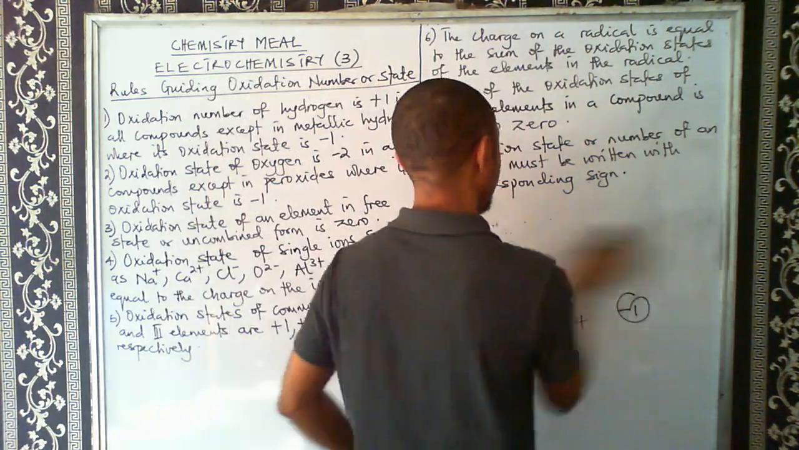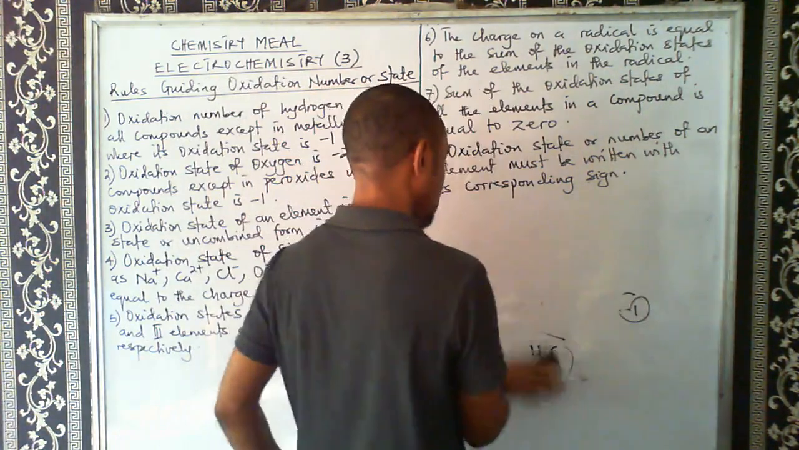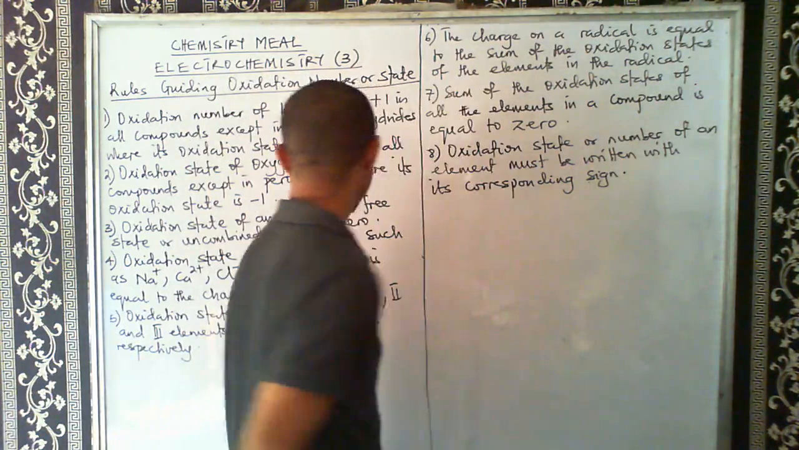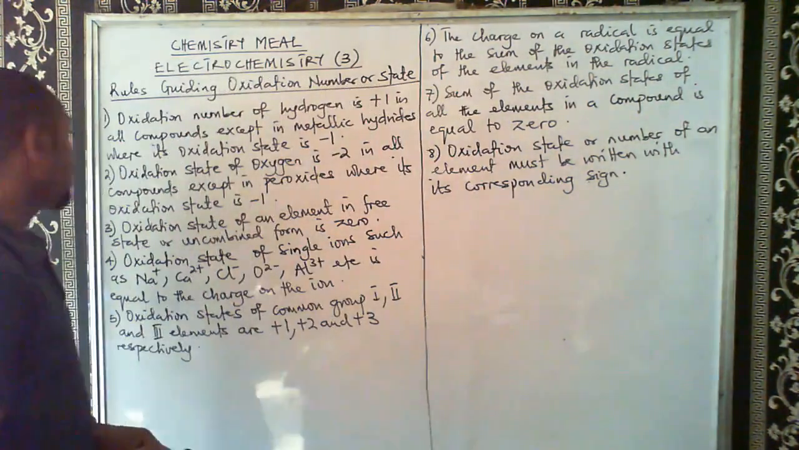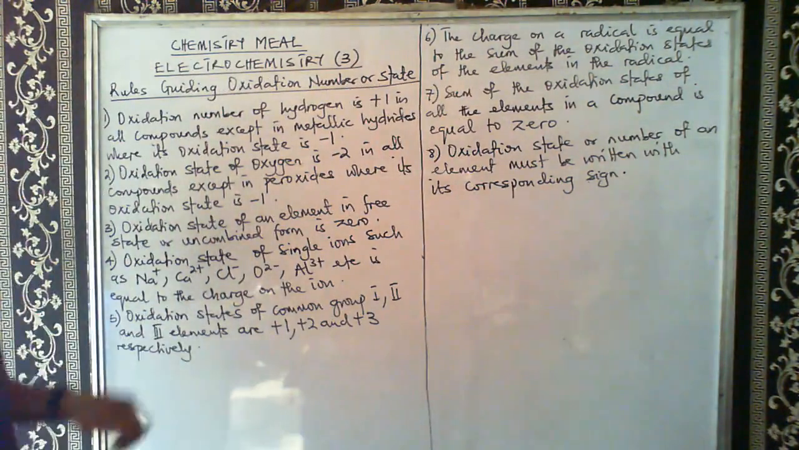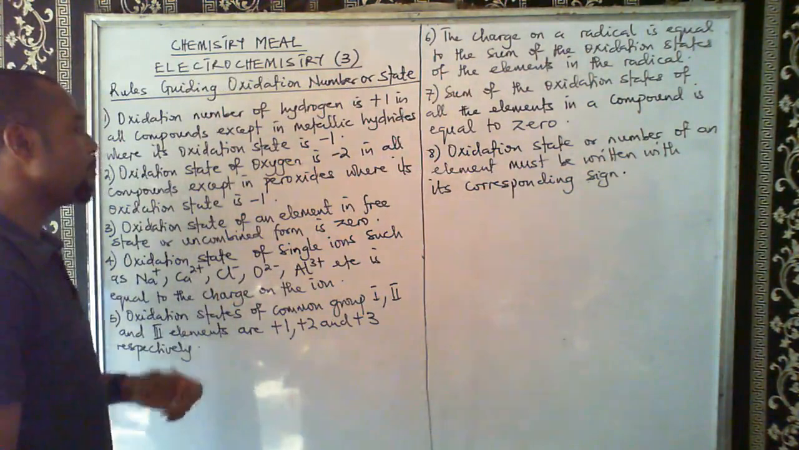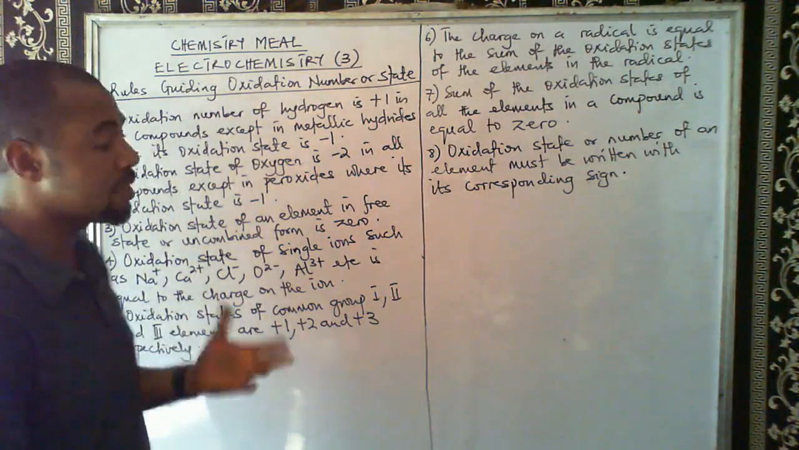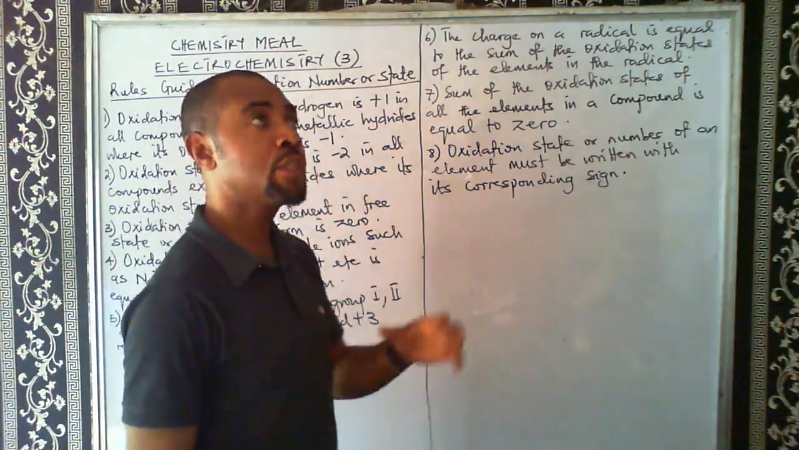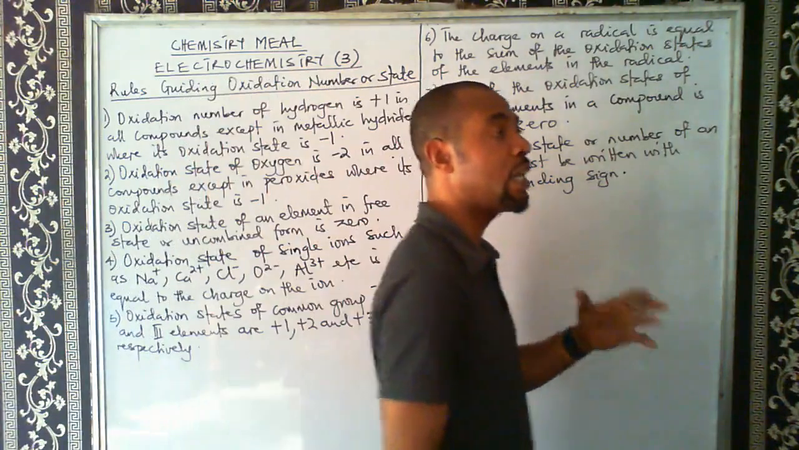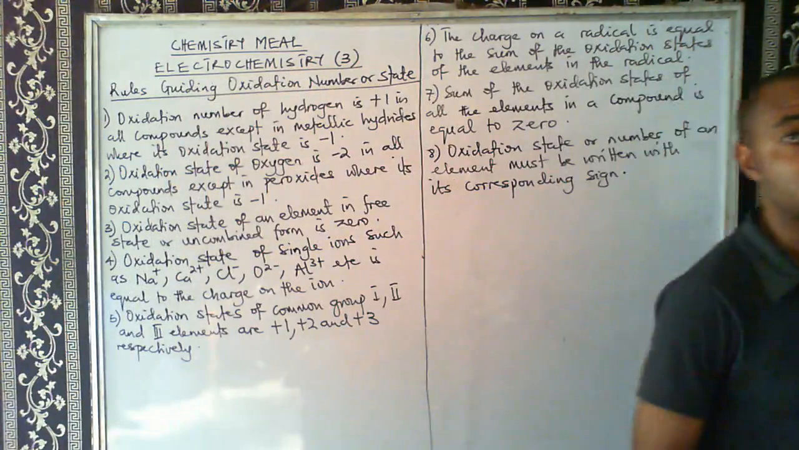Okay, that's rule number 1. Now let's look at the second rule. The second rule is on oxygen. We say that the oxidation state of oxygen is -2 in all compounds except in peroxides, where its oxidation state is -1. Someone will say, why did we single out hydrogen and oxygen to talk about the oxidation state?